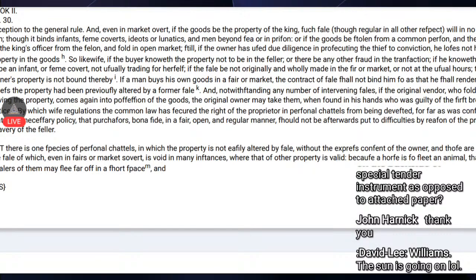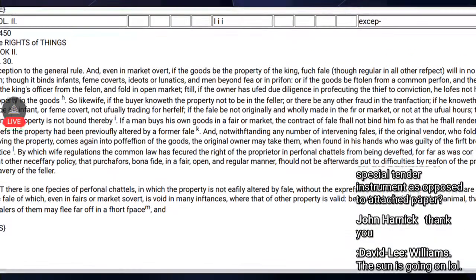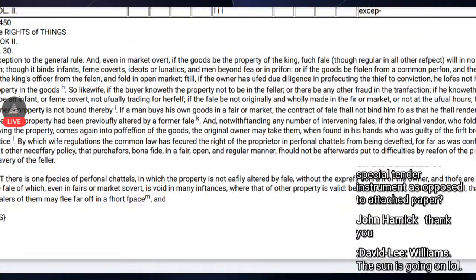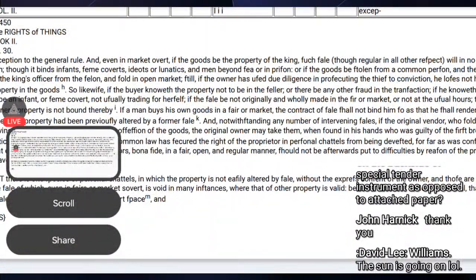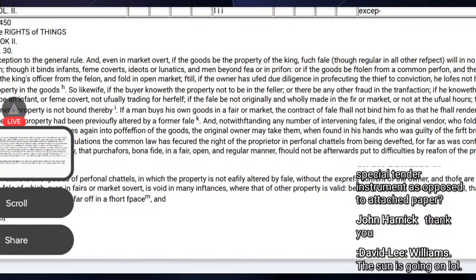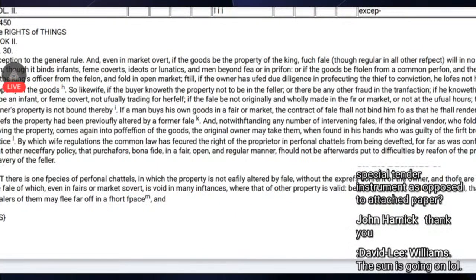Still, if the owner has used due diligence in prosecuting the thief to conviction, he loses not his property in the goods. So likewise, if the buyer knoweth the property not to be in the seller, or there be any other fraud in the transaction, if he knoweth the seller to be an infant or feme covert not usually trading for herself, if the sale be not originally and wholly made in the fair or market, or not at the usual hours, the owner's property is not bound thereby.